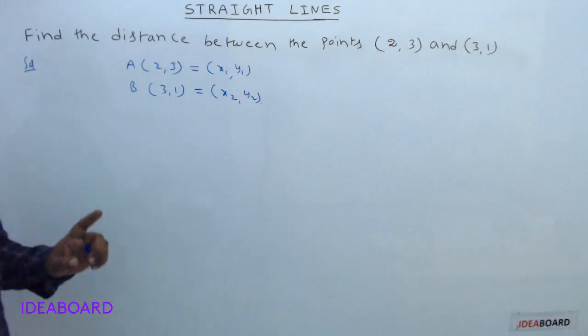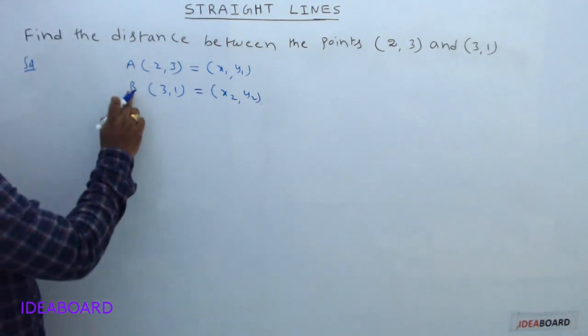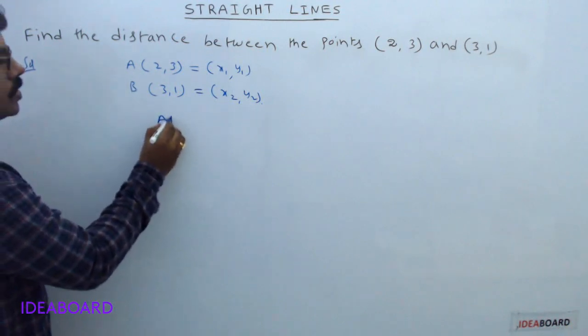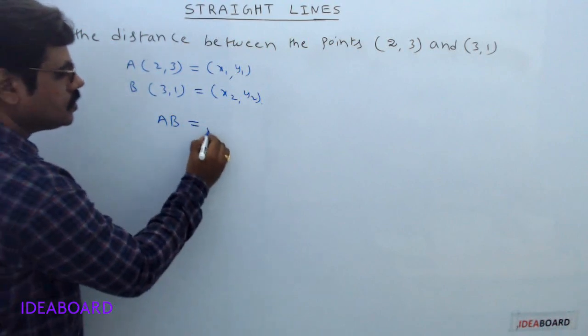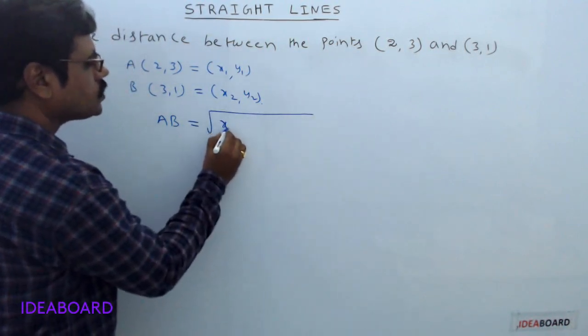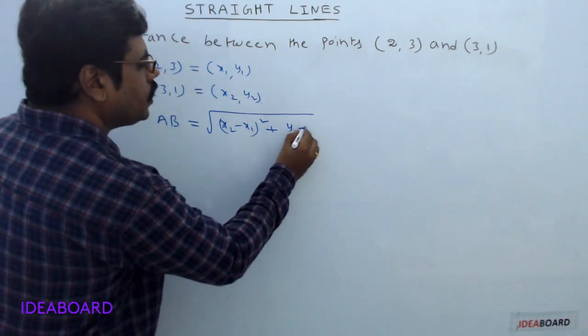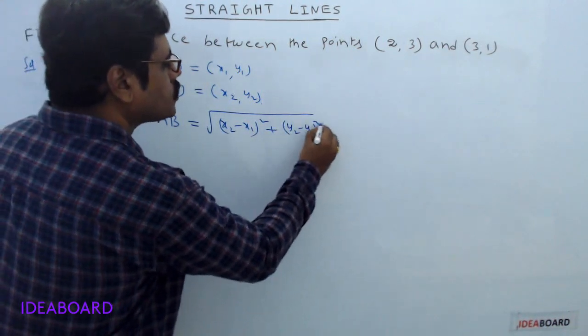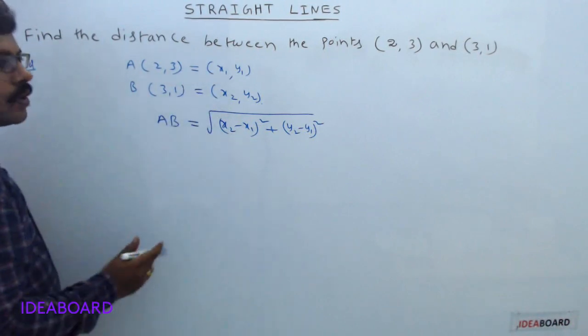What is the formula for the distance between the points A and B? The distance between the points A and B is denoted by AB. It is the square root of (x2 minus x1) whole square plus (y2 minus y1) whole square. Now substitute the corresponding values in this formula.